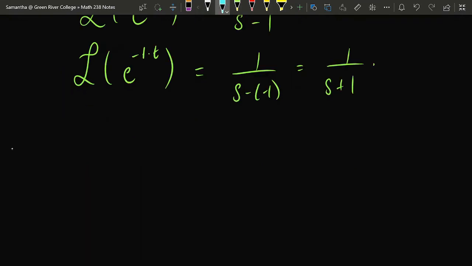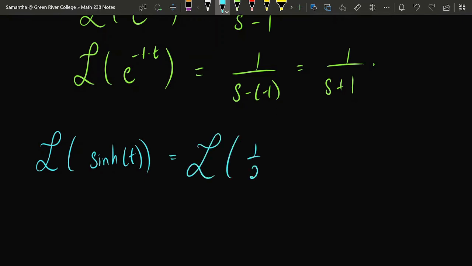So knowing that, let's find the Laplace transform of the hyperbolic sine function sinh of t, which is the same thing as the expression formed by taking half of e to the positive t and subtracting half of e to the negative t.